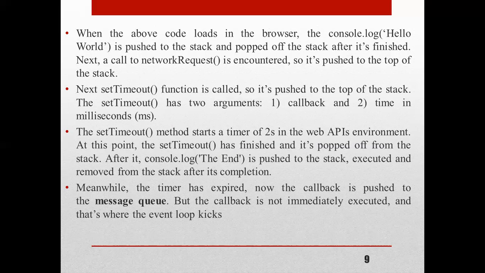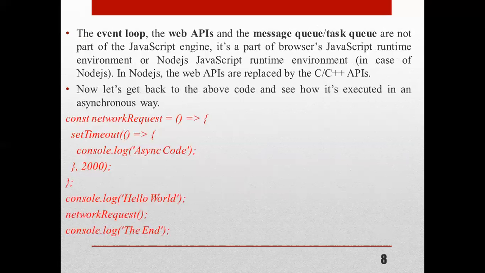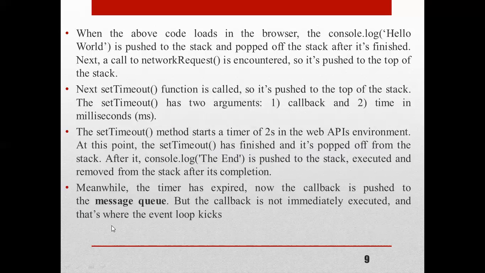At this point setTimeout has finished and is popped off the stack. After it, the console.log statement, the end statement, is pushed onto the stack, executed, and removed from the stack after its completion. Meanwhile, the time has expired. Now the callback is pushed to the message queue. But the callback is not immediately executed, and that's where the event loop kicks in.